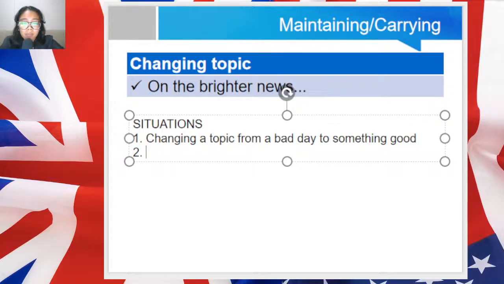Okay, in this example, friend B used the phrase to change the topic from a stressful one, which is quizzes and a bad day, to a more positive one, which is the school fair. So the phrase shows that friend B is not dismissing friend A's feelings, but is instead trying to improve the mood of the conversation.